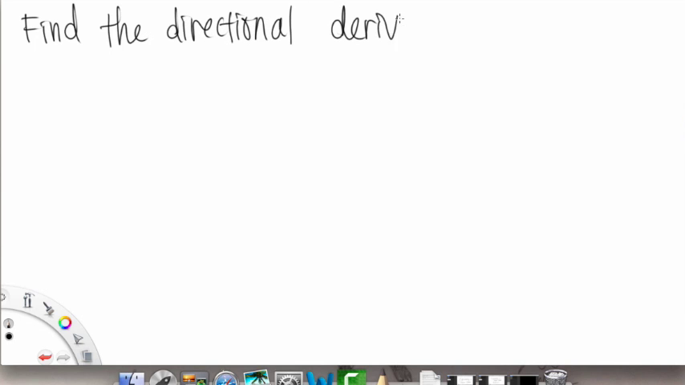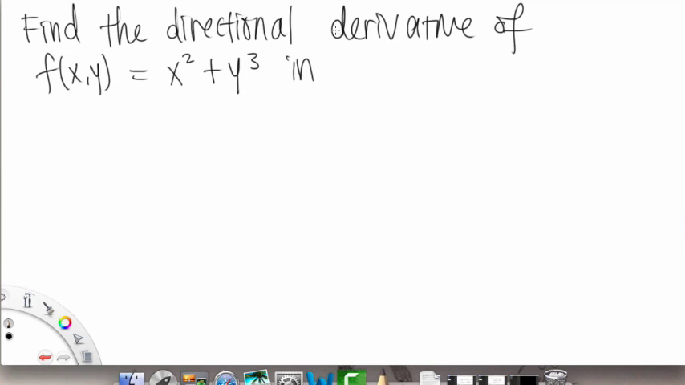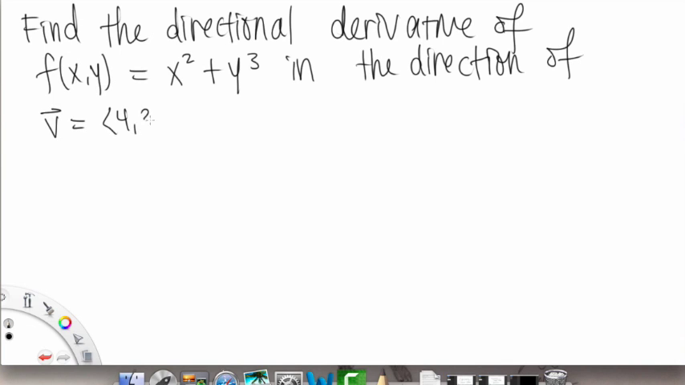So what we're going to do is find the directional derivative of the following function. We have f of x, y is equal to x squared plus y cubed in the direction of v is equal to 4, 3, okay? And then we're going to say at the point 1, 2.